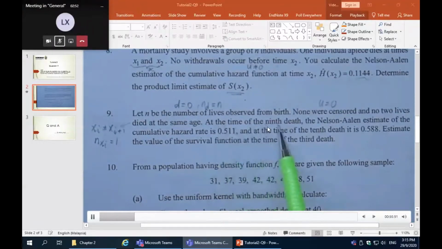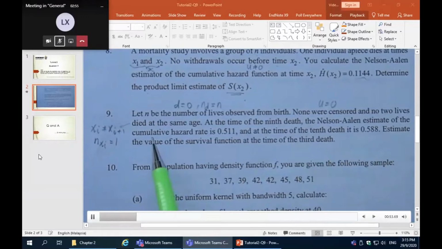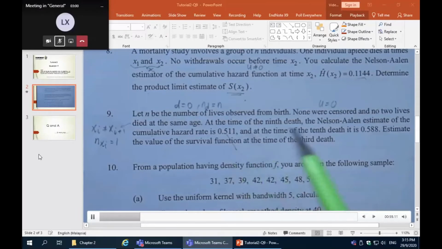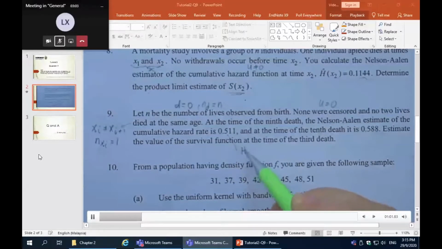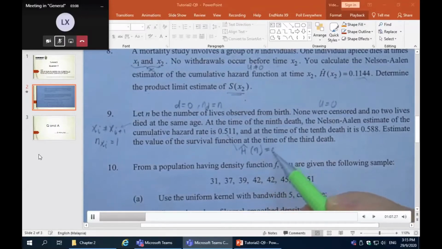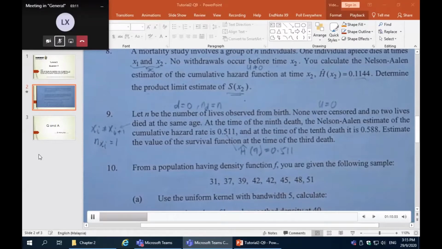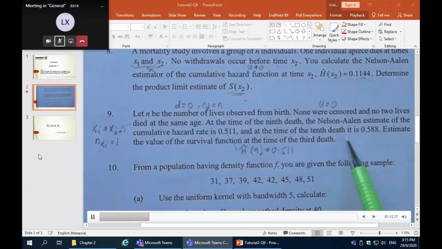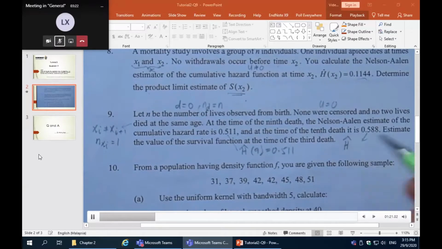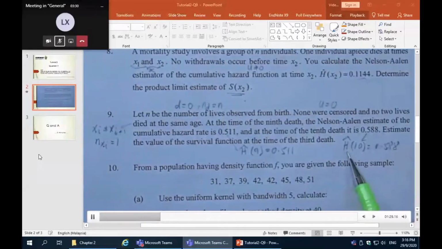At the time of 9th death, the Nelson-Aalen estimate of the cumulative hazard rate is 0.511. So it means that under this Nelson-Aalen, we can calculate this cumulative hazard rate at 9, which is given by 0.511. And at the time of 10th death, it is 0.588. So again, here the cumulative hazard rate at 10 is 0.588 under Nelson-Aalen.